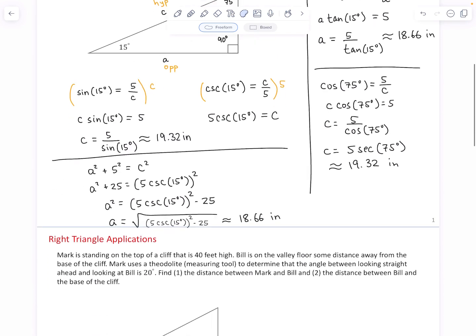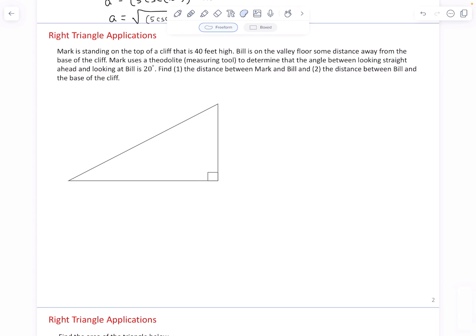Let's move on. Mark is standing on the top of a cliff that is 40 feet high. Bill is on the valley floor some distance away from the base of the cliff. Mark uses a theodolite, which is a measuring tool, to determine that the angle between looking straight ahead and looking at Bill is 20 degrees.